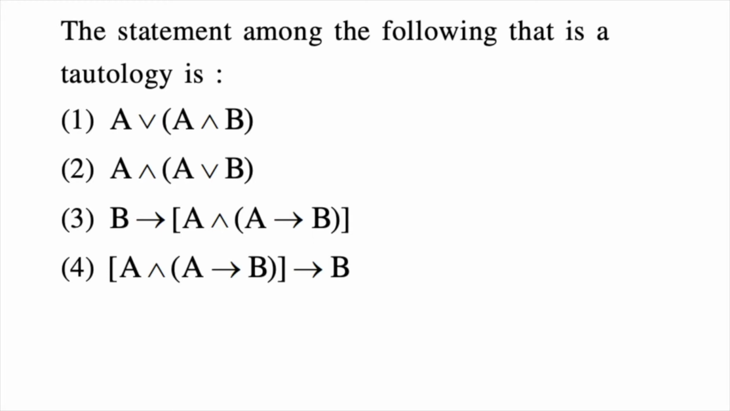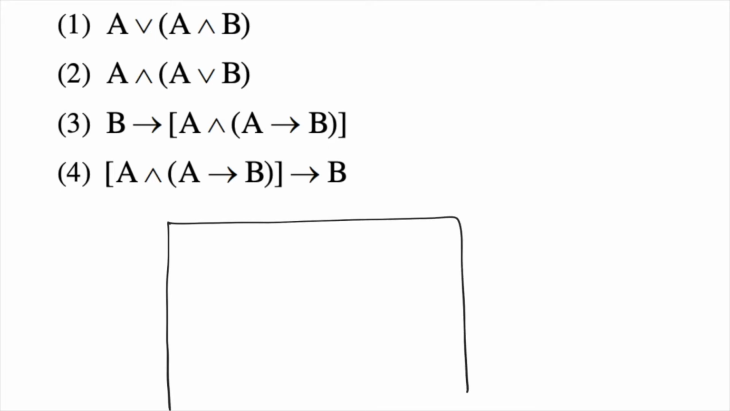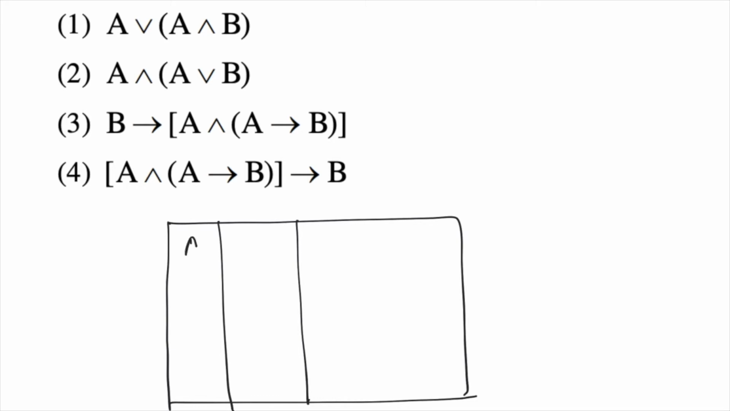So let us take the first statement. It says A or (A and B). We have to check whether it is a tautology or not. The first approach is by constructing a truth table. So let us construct a truth table. We need a column for A, a column for B, a column for A and B, and a column for A or (A and B).